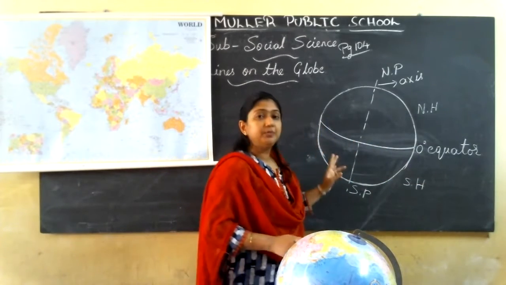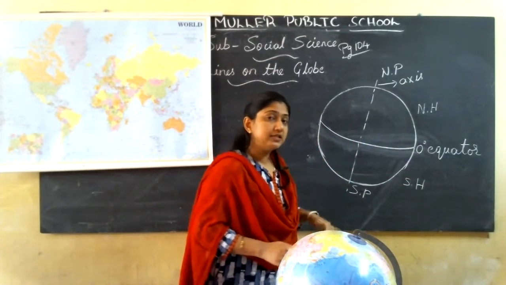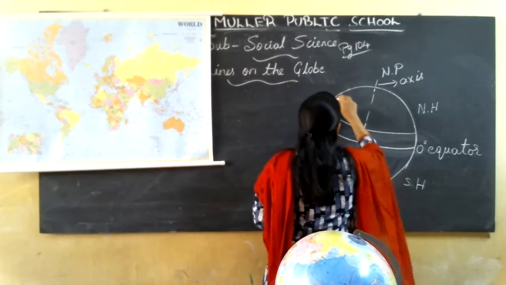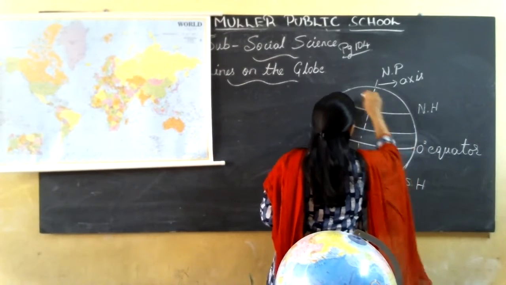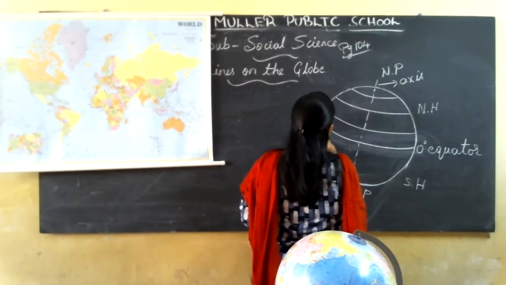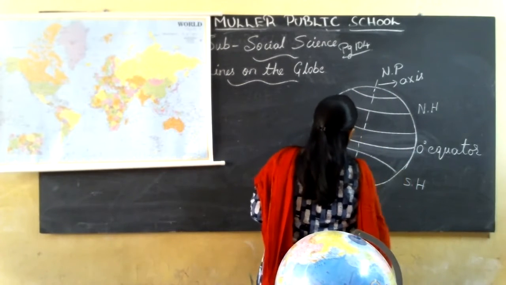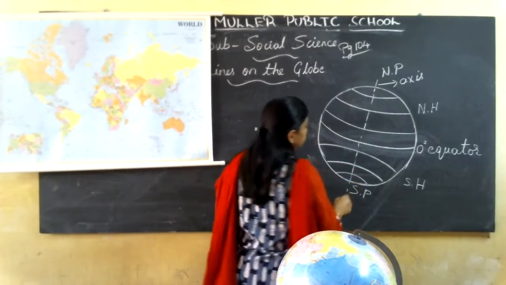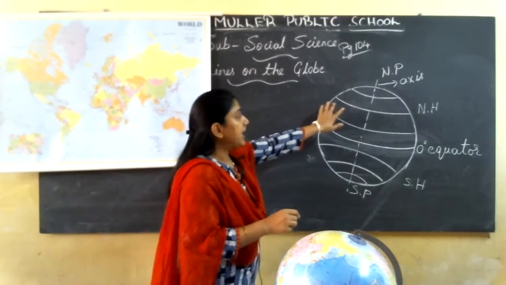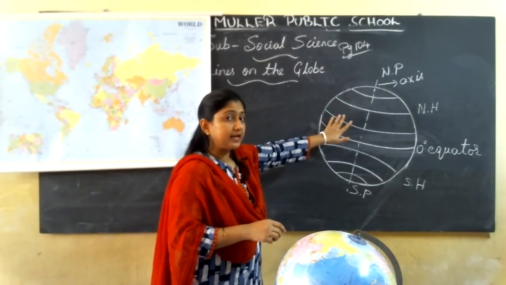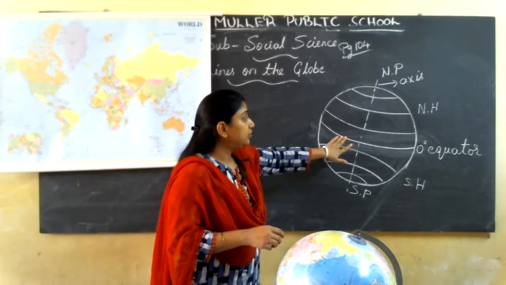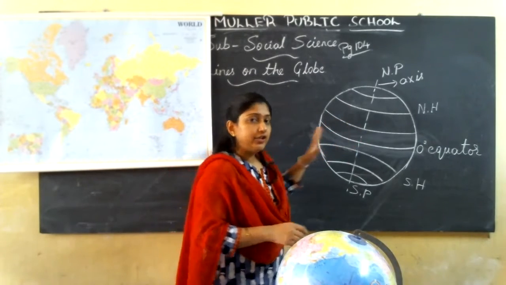And there are other imaginary lines that run parallel to the equator towards the poles. So they are called what? They are called lines of latitude or the parallel lines. So these are the latitudes. Latitudes are the parallel lines, that is, the lines that run parallel to the equator are called latitudes.